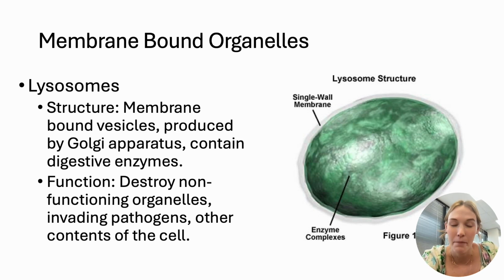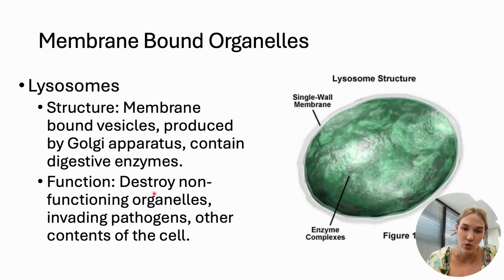Now we also have membrane-bound organelles. So what we just talked about was those endomembrane organelles. Now, those are all membrane-bound, but these are also membrane-bound, but they're less important for delivering things around the cell. So the first one here is lysosomes. Lysosomes are membrane bound, and they are produced by the Golgi apparatus, and they contain digestive enzymes. They're very, very important for digesting cellular contents.